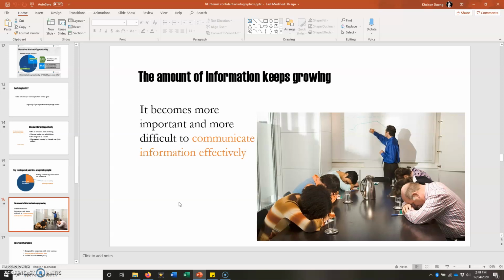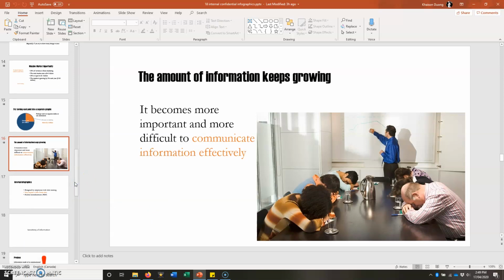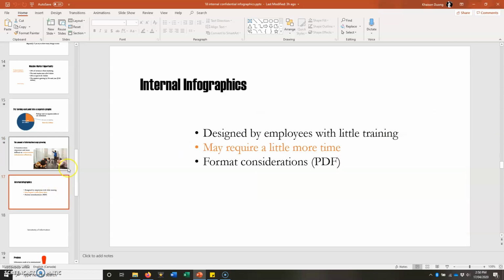So it's up to us, as good presenters with knowledge of this, to be able to present information to other people. So hopefully you can use those skills not only for making infographics, but when you are in the workforce later on in your lives, using those infographic skills to present information better. Okay.